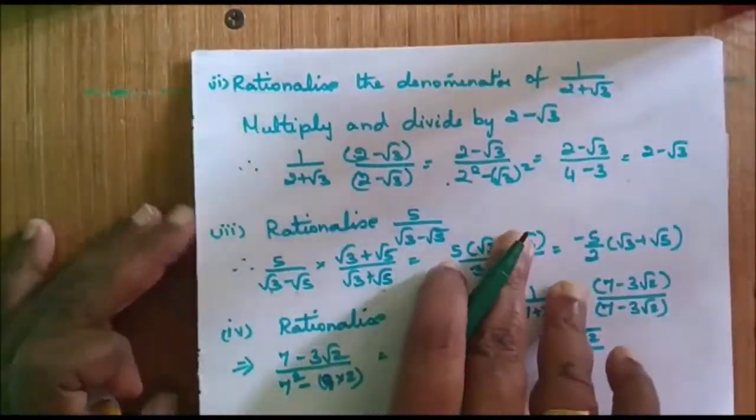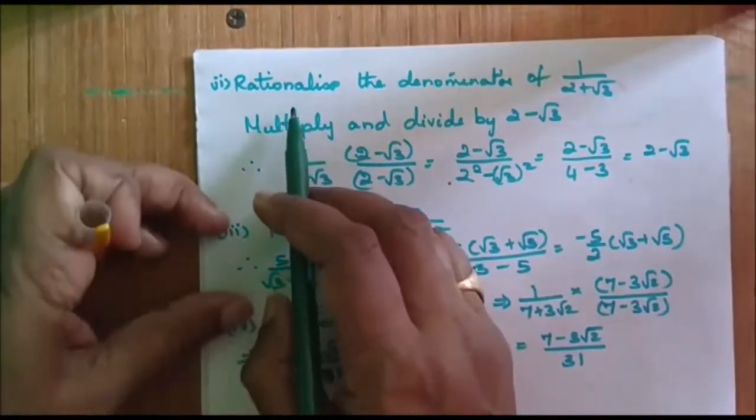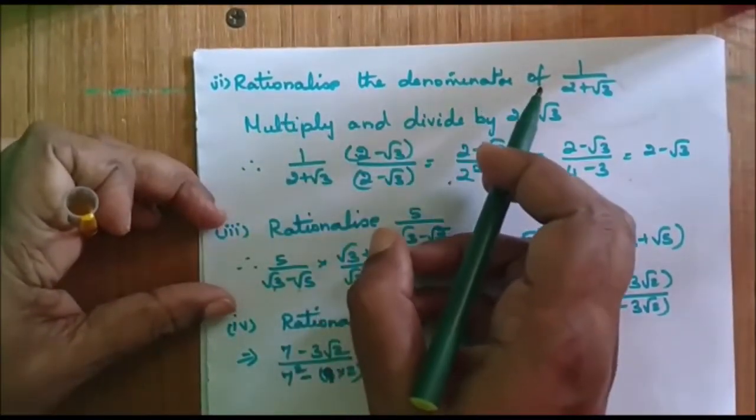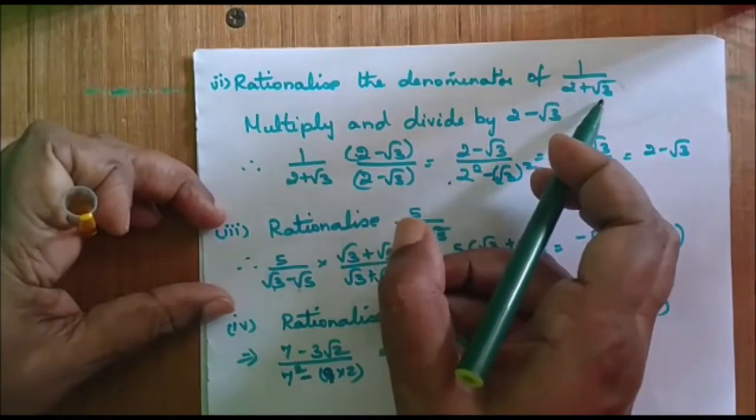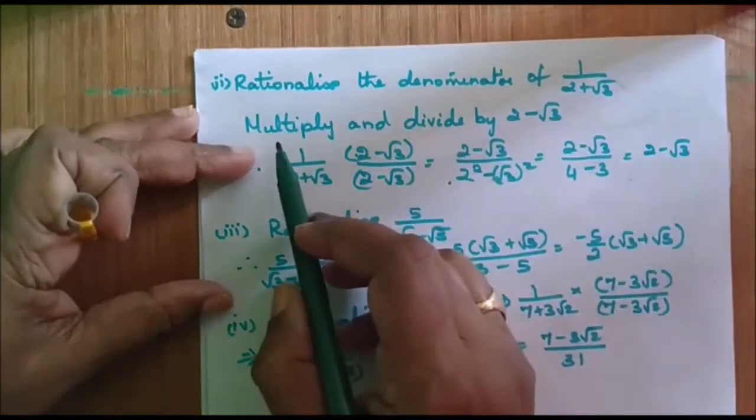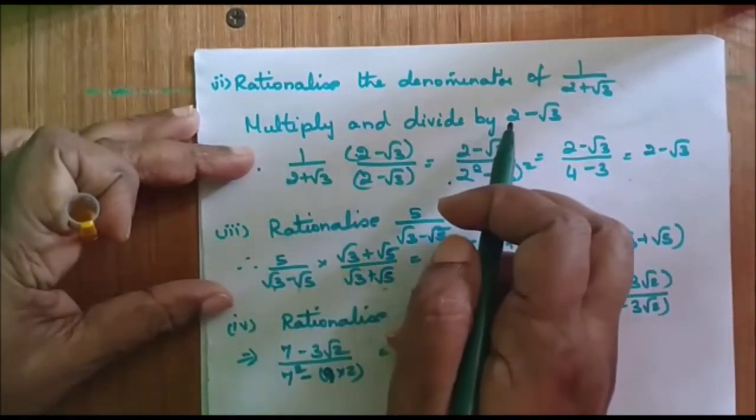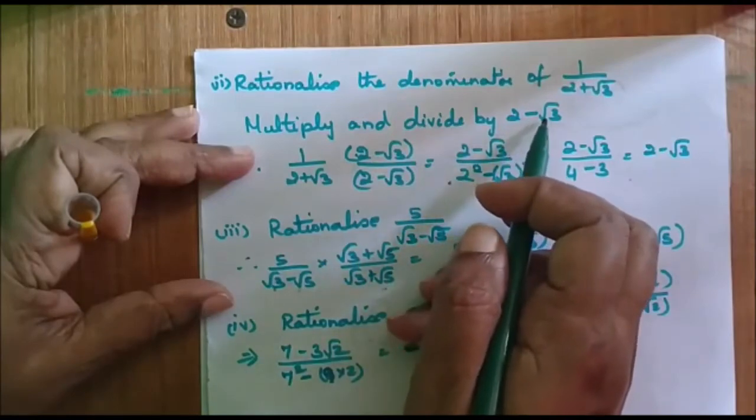Okay. Now let us see another example. Rationalize the denominator of 1 by (2 plus root 3). Now what we'll do? We'll multiply and divide by (2 minus root 3).